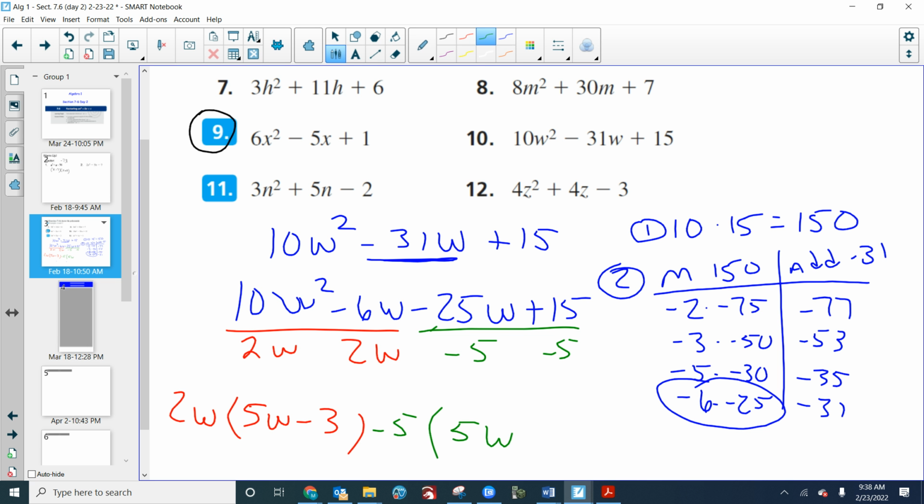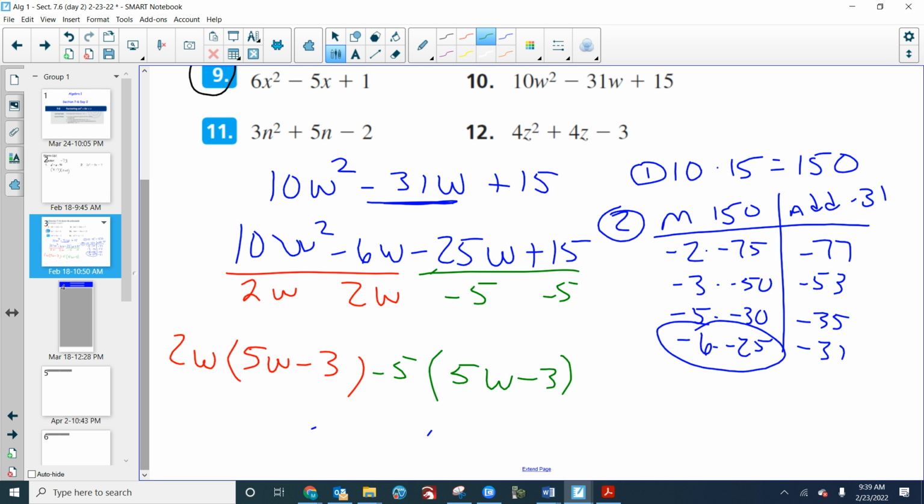Careful, brother. It's positive divided by negative. Now, guys, they should be the same. If you wrote the -25 first, you're going to have 2W minus 5 as your GCF right now, and you're going to have 5W minus 3 right here. What's my GCF? 5W minus 3.